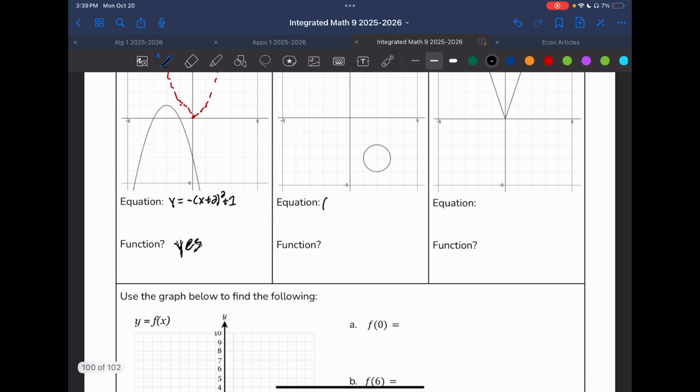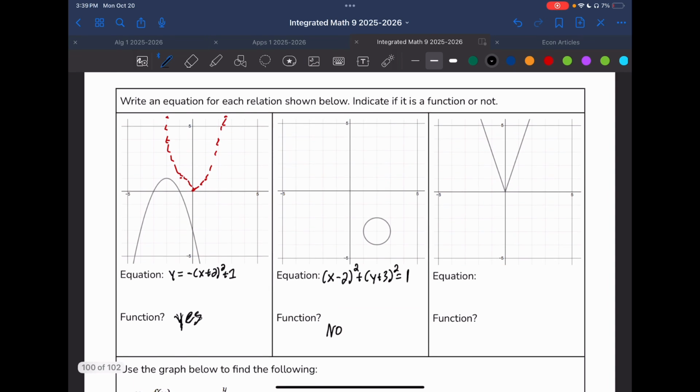All right, and the equation for the circle, we can see that the center of the circle is at 2, -3, meaning that our equation here is x minus 2 squared plus y plus 3 squared, and that's equal to r squared. And here, what is our radius? Our radius is 1. So it's 1 squared or just 1. And this is not a function, right? This is just a relation.